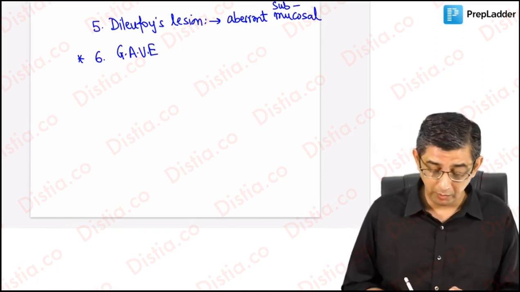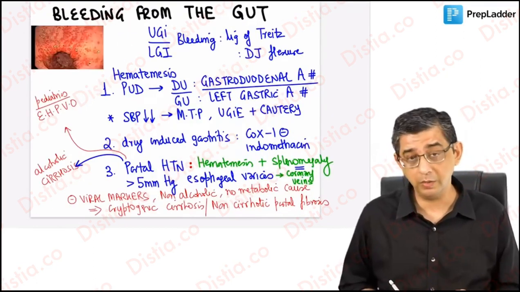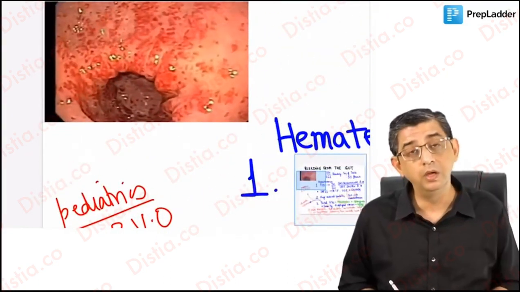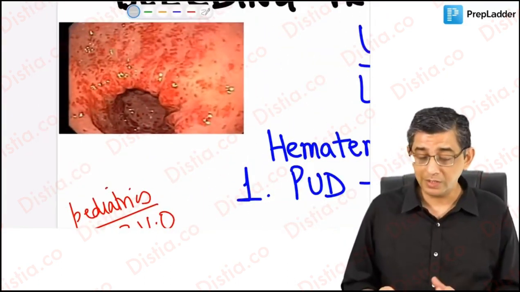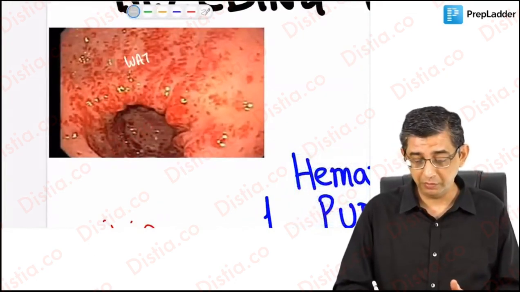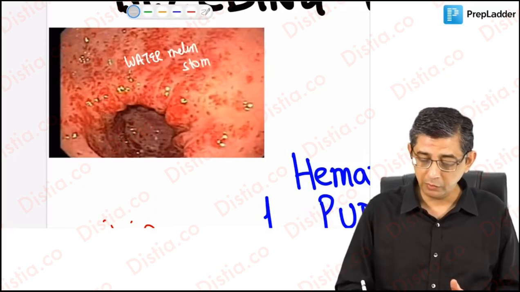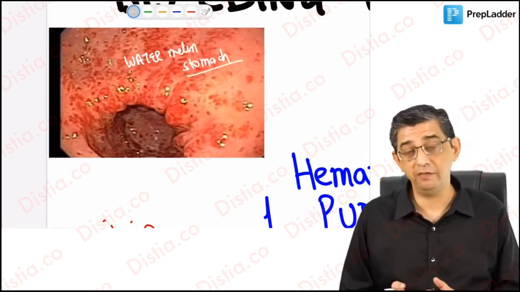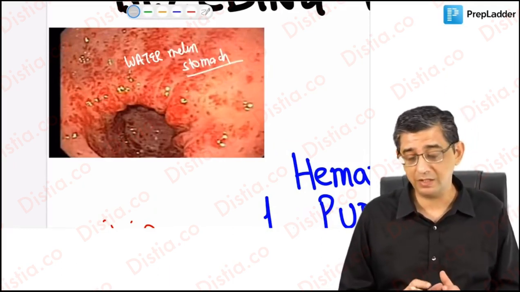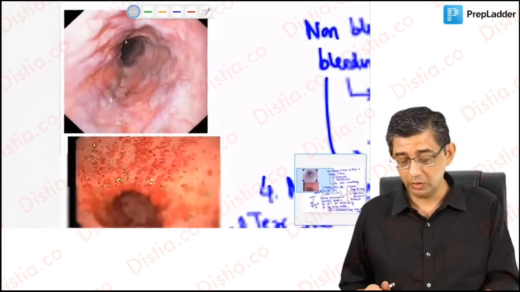If he says what is the rare cause, your answer will be a vascular malformation. In fact, I gave you a hint by showing an image right in the starting. When I was asking you what is the least common cause, you can see this appearance, no? The hint I gave you in the starting of this lecture was this particular image. This that I've shown before you is called watermelon stomach. And this would be seen with a condition called GAVE, that is gastric antral vascular ectasia.